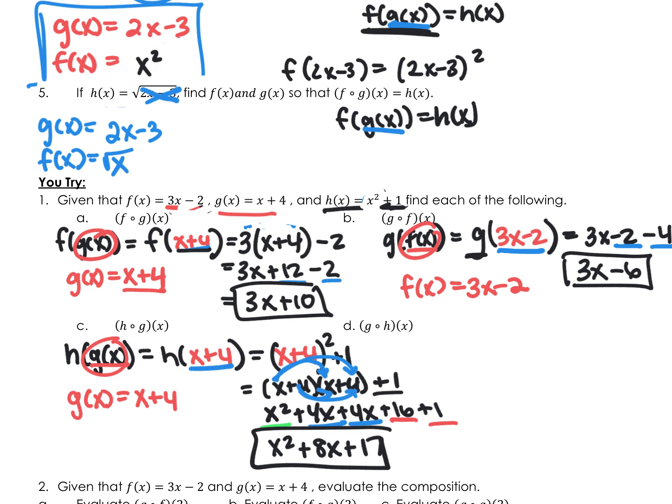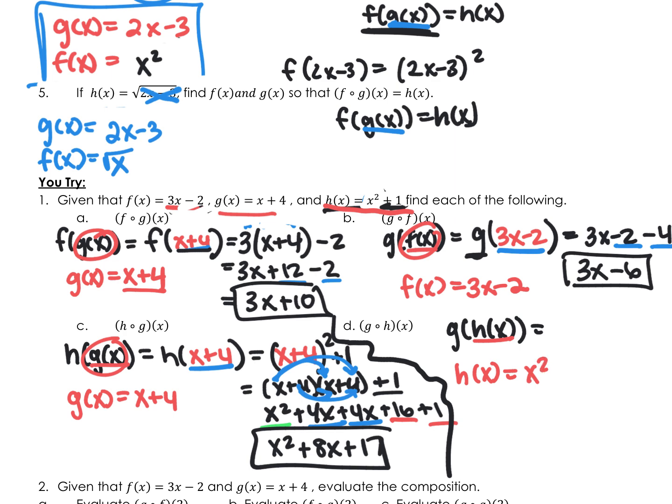All right, last one like this. We'll do d over here. So g of h of x. Start on your inside, find h of x first. They tell us right here that's x squared plus 1. We're going to plug that in here for h of x.